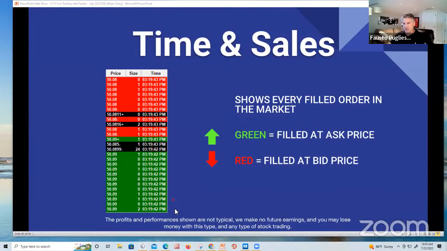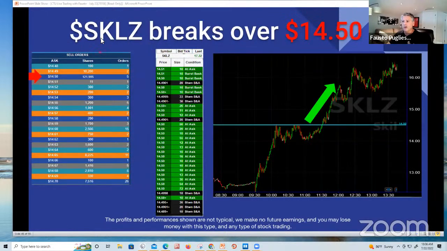Time and sales are the confirmation of the transaction that takes place. Every trade that you do, it's going to come up here. So the way we have it segregated, if you get a lot of greens, stock's going up. You get a lot of reds, means the stock is going down. So let's look at SKLDZ, this stock we traded. It went from about $12 to $16 in less than a day. Great runner-up. Now, you'll notice that there was a very big seller out here.